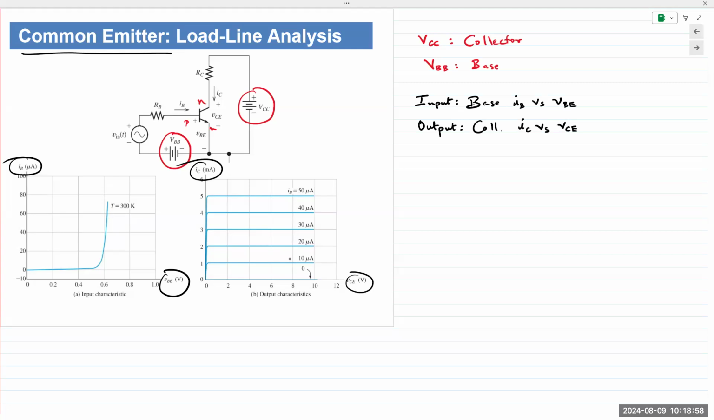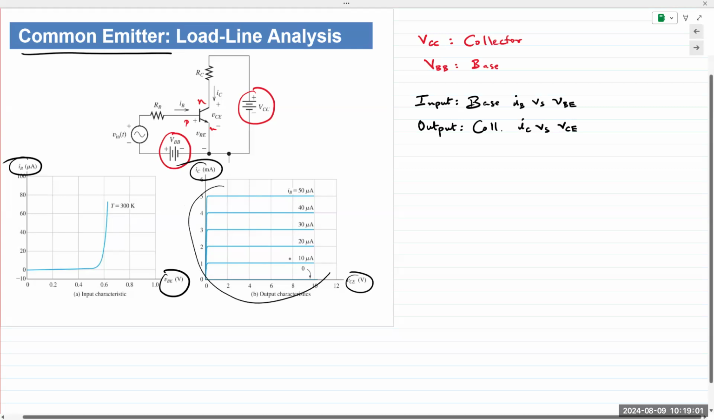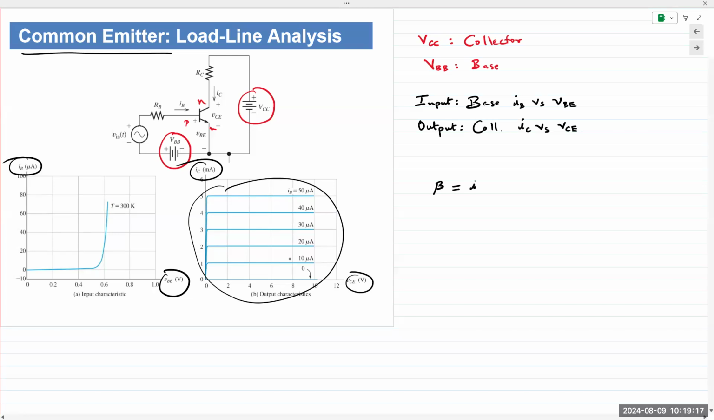So if you're following this, then can we determine what the beta of the transistor is based on the data that is given to us? Beta is a current amplification factor given by IC over IB. What is the value? Take any set. IB values are given 10, 20, 30, 40, 50 microamps. What is the corresponding value of IC?